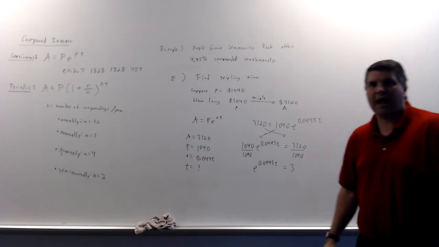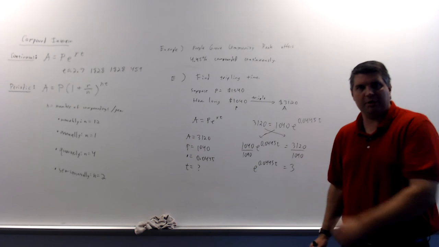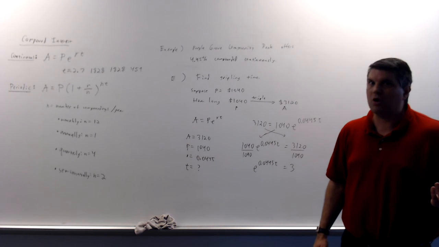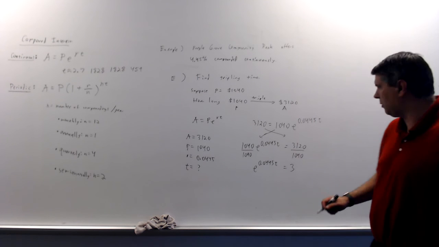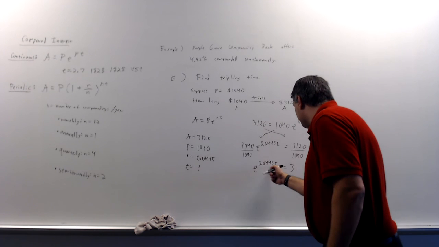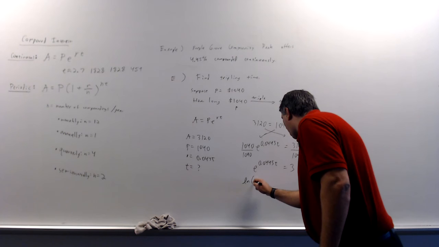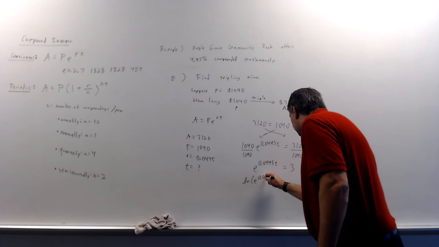Doubling time, you end up with 2. Tripling time, you end up with 3. If you ask for quadrupling time, you end up with 4. So that's e to an unknown power. We'll do natural log, which is log base e.